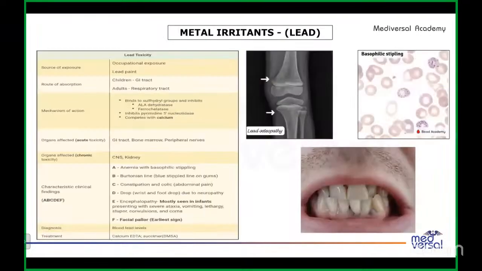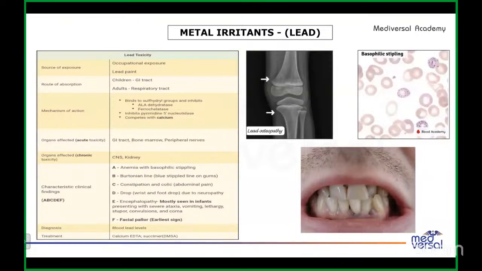Okay, now coming to lead. After finishing arsenic, we come to lead. The source of exposure is occupational exposure, mainly in petrol pumps and lead paints, mainly the carpenters or the ones who are coloring the homes, the walls. They're very much exposed to lead poisoning because of the constant exposure. However, in a child, it is mainly due to inhalation.